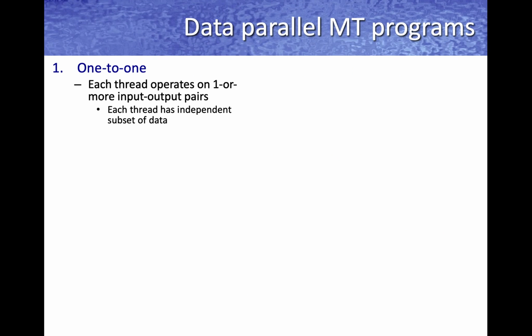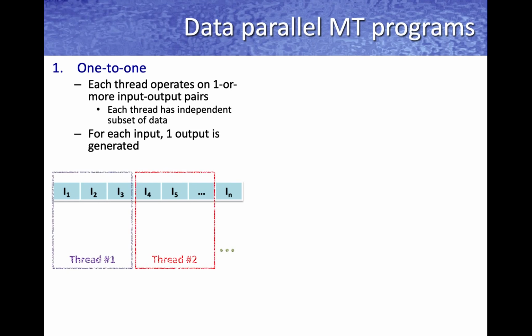There are a couple of different data parallel applications. One is the one-to-one data parallel application, where each thread operates on one or more inputs, and for each input it generates a corresponding output. For example, you have a list of inputs. Each thread can operate on a corresponding set of inputs, and for each input the thread generates a corresponding output. Notice here threads are operating on a subset of inputs. For example, you can have millions of inputs and a few threads, and the few threads operate on millions of inputs by working in blocks of consecutive inputs so that they can all be processed.